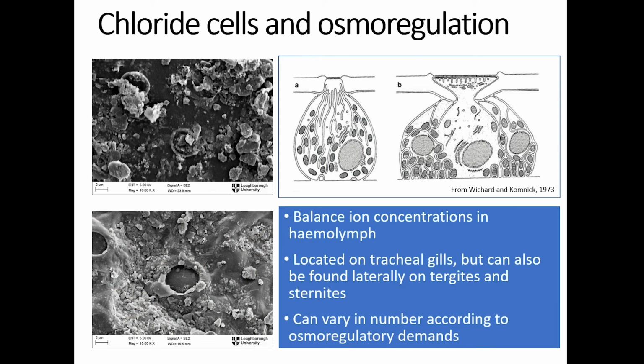I wanted to mention as well the role of chloride cells and osmoregulation. These are present on mayfly gills. So mainly I've been referring to the effects of fine sediment coverage on respiration, whereas you can see from these images that the debris is clogging and infilling these chloride cells, and these are really important to balance ion concentrations. There's been evidence that they can vary in number according to osmoregulatory demands. So this may be the mechanism through which these taxa are affected by sediment.